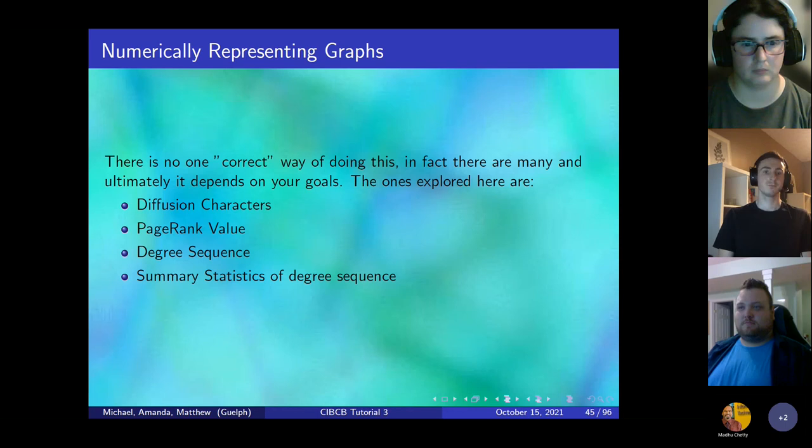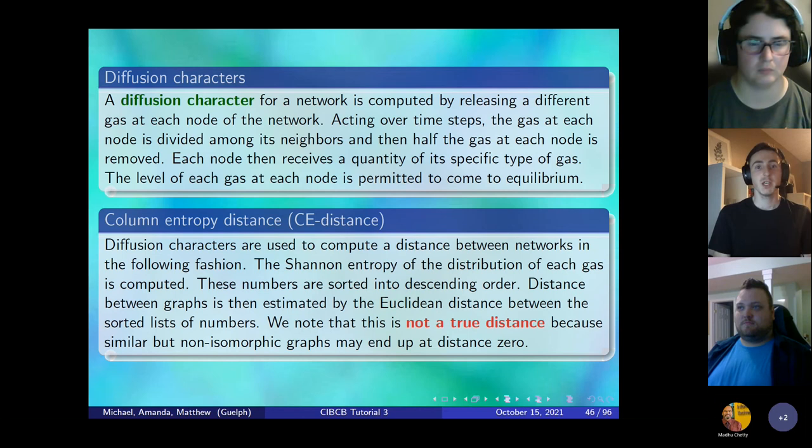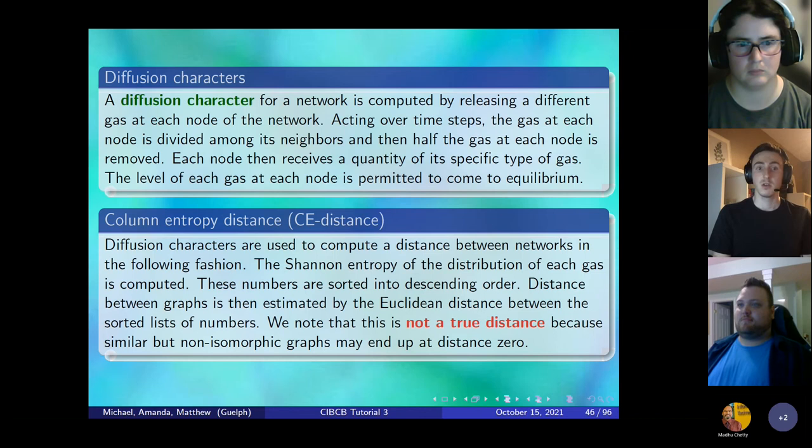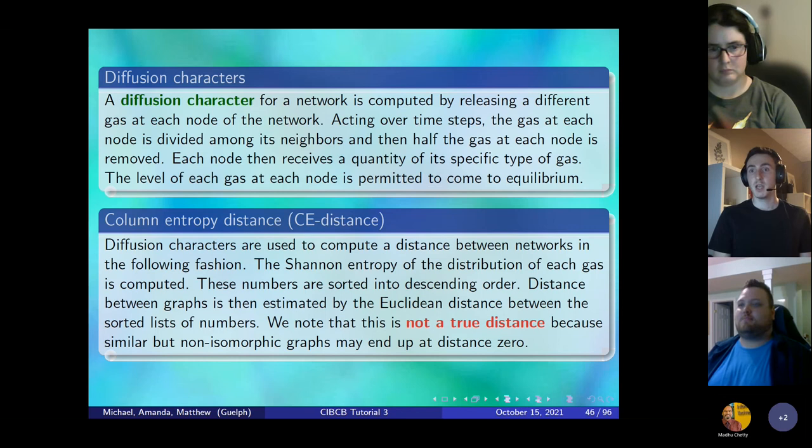Okay, so first up is diffusion characters. A diffusion character for a network is computed by releasing a different gas at each node of the network. Acting over time steps, the gas at each node is divided amongst its neighbors, and then half of the gas at each node is removed. Each node then receives a quantity of its specific type of gas. The level of each gas at each node is permitted to come to equilibrium, and that's why half of the gas is removed, so that eventually the system balances itself out. What you're left with is some gas from each node that arrives at its final destination node. Now, if you're paying attention, you may realize that those diffusion characters would actually form a matrix.